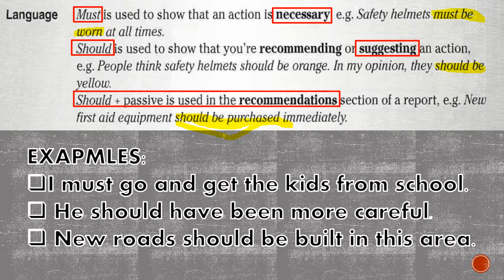Here we have more examples. I must go and get the kids from school. We use must here. This is necessary to be done. He should have been more careful. And here, new roads should be built in this area. And here, we use the passive form. Should be built. This is the passive form. So, as we said, should plus passive is used for recommendation. So here, this is a recommendation. توصية.